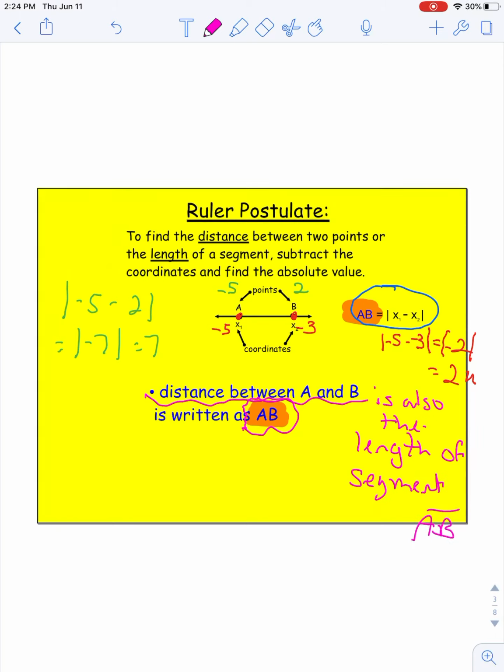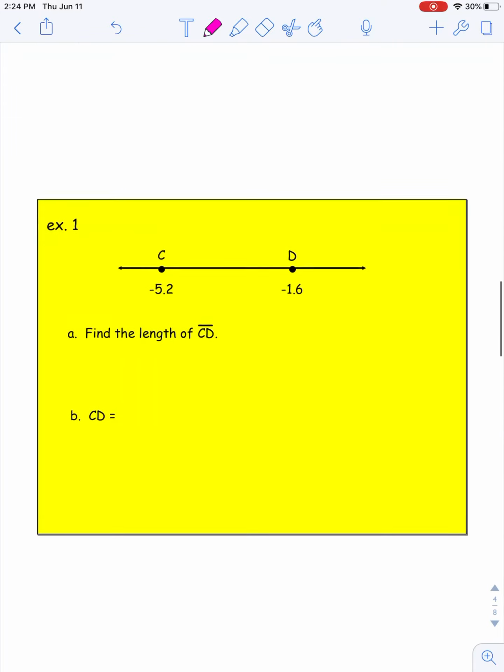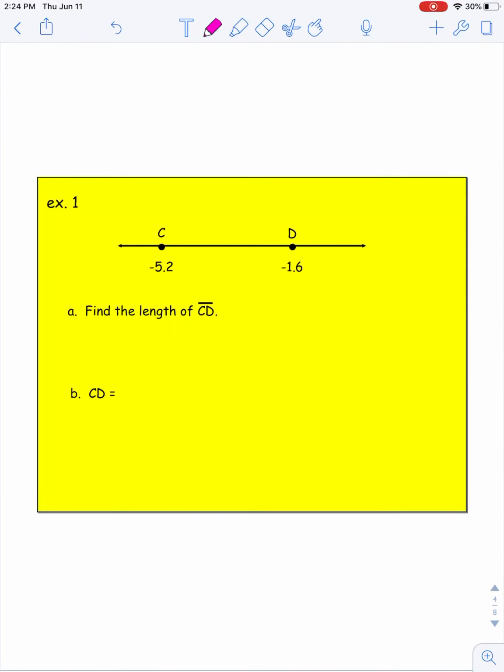So, if we have a decimal problem, which is a little more complicated, it's asking us in this problem to find the length of segment CD. Here is our segment CD right here. We want to know how long that is, how many units are in between there, or how many units long it is.